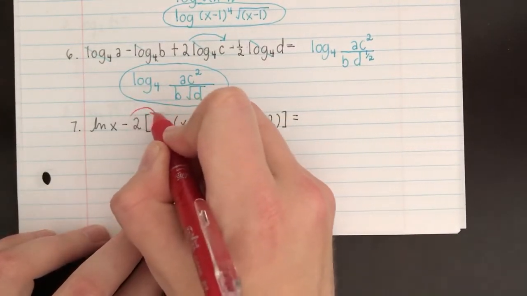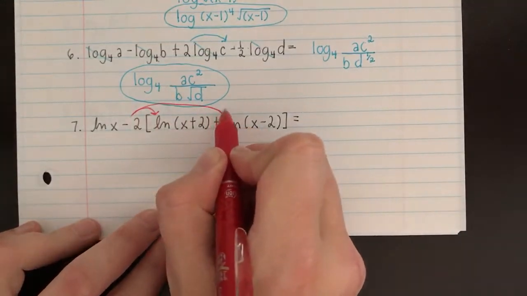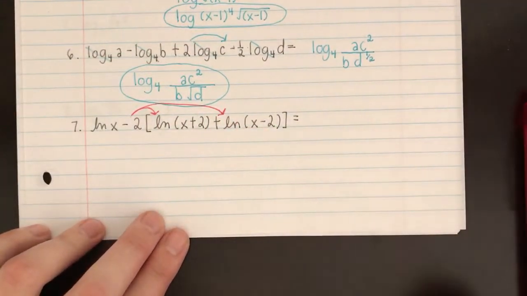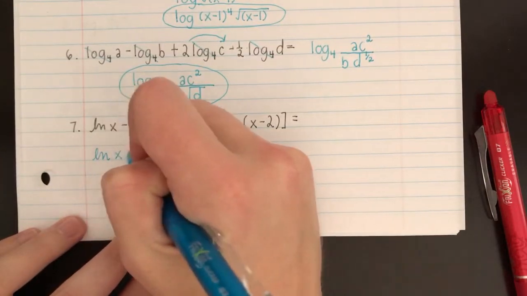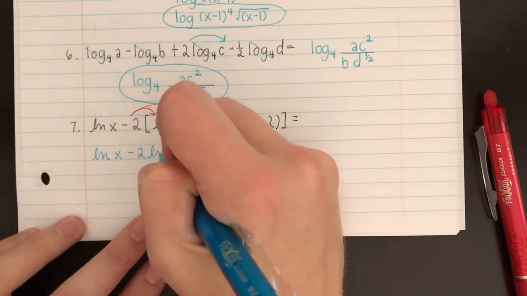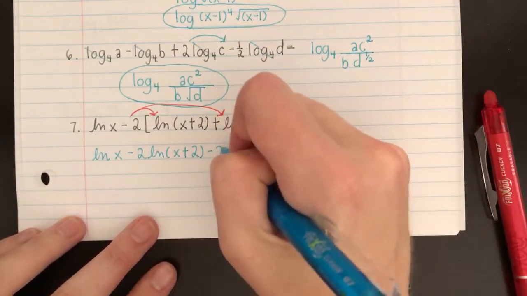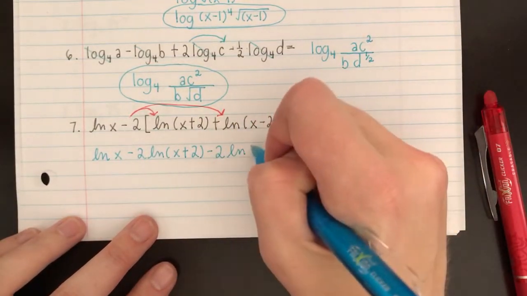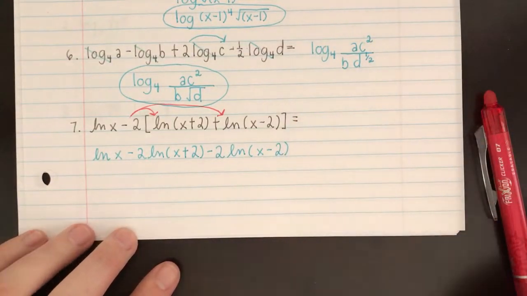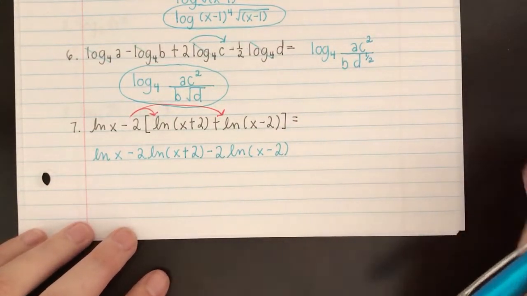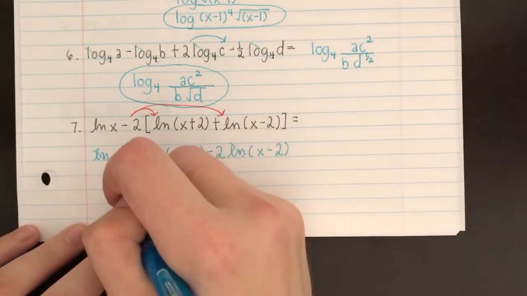So that -2 is going to distribute right in front of that natural log as well as in front of this natural log. So let's rewrite first. We would have ln of x minus 2 ln of x plus 2 minus 2 ln of x minus 2. So now again, you want to condense to a single log.